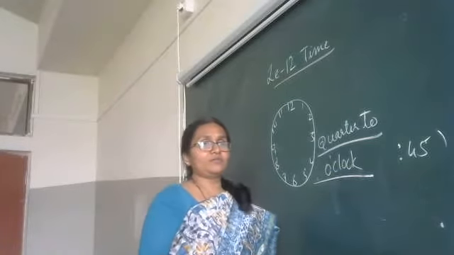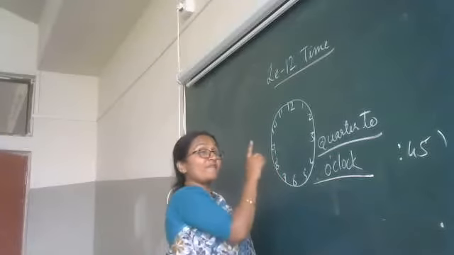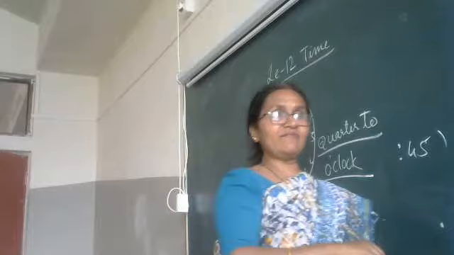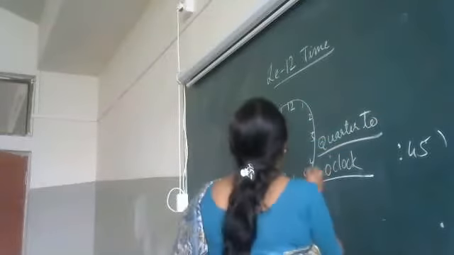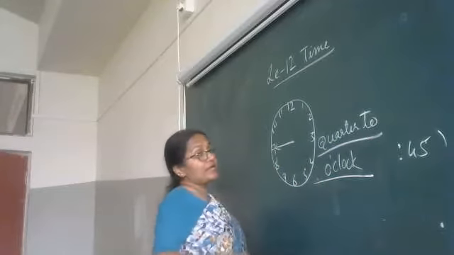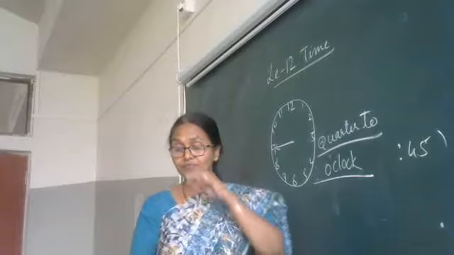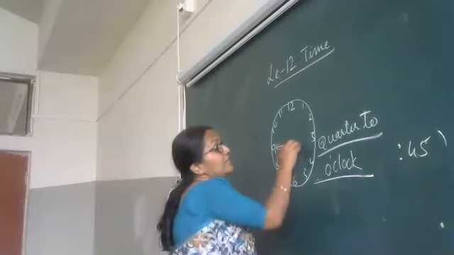Very good. Quarter to 5. So, where will the minute hand be? Where will the minute hand be? The minute hand will be at 9. That is the long hand, the minute hand. Now, where will the short hand, that is the hour hand, be? Near 5.